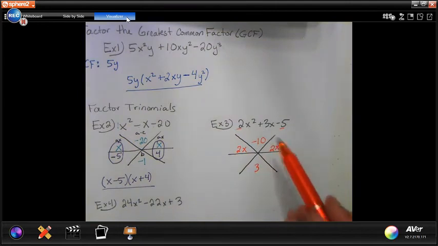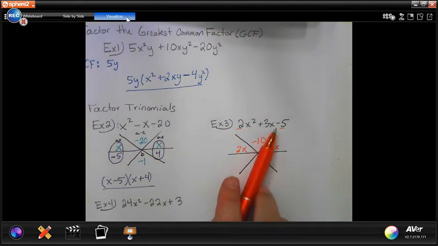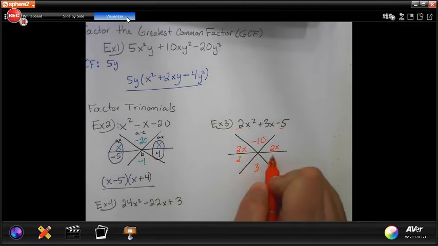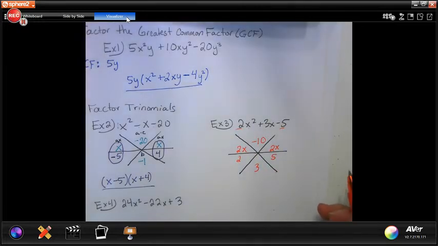So now we need two numbers that multiply to negative 10 and subtract to a positive 3. So I'm thinking 2 and 5 would be good ones. One of them has to be negative to make a negative 10. So I look: 2 minus 5 is negative 3, not positive. If I did 5 minus 2, that would be positive 3. So minus 2 makes a positive 3.